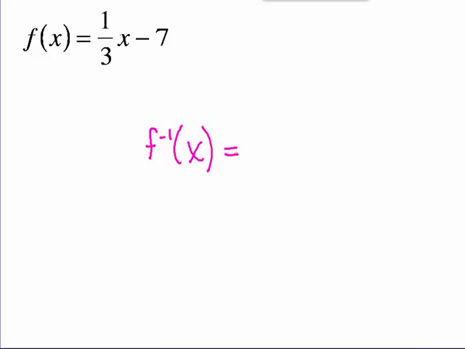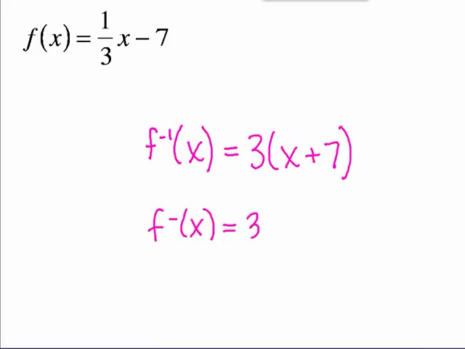Alrighty, I saw a lot of good things as I went around. Your inverse function should be 3 times the quantity x plus 7. You could also write that as 3x plus 21, and either of those is acceptable.